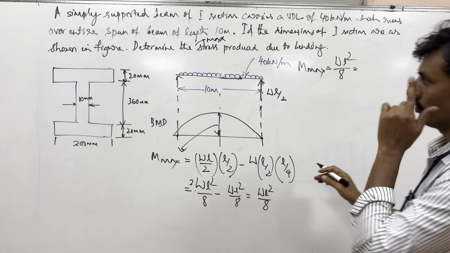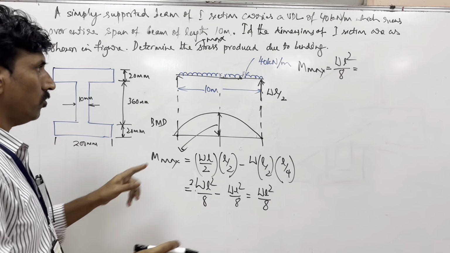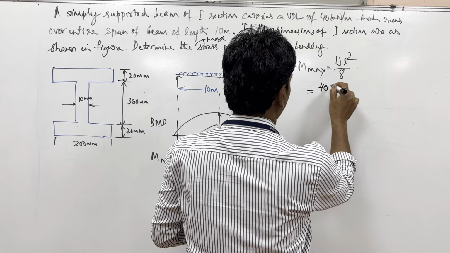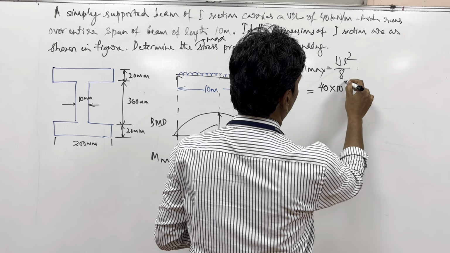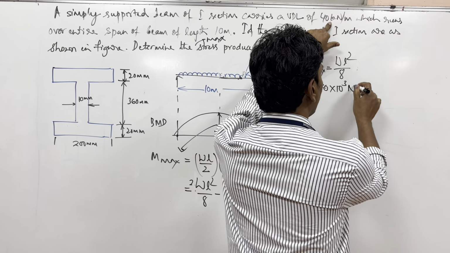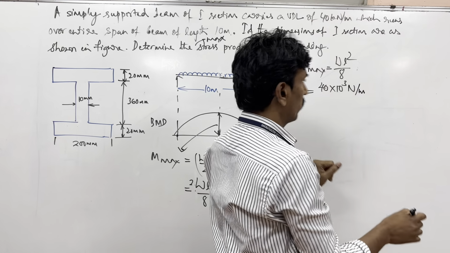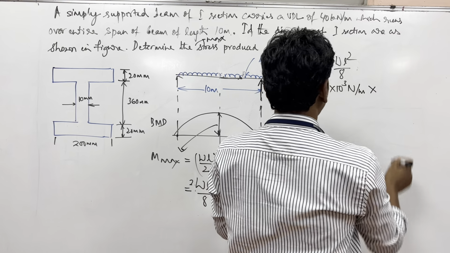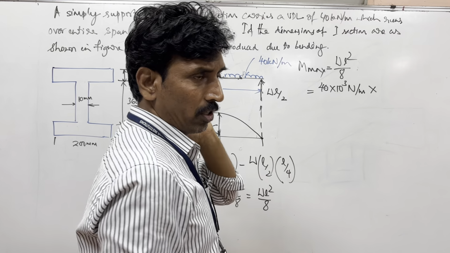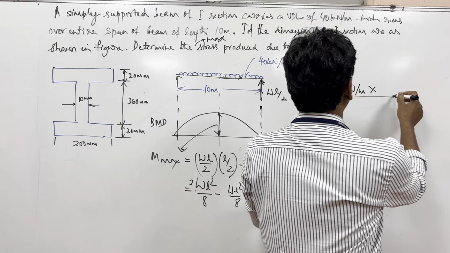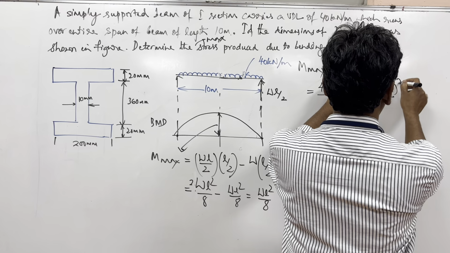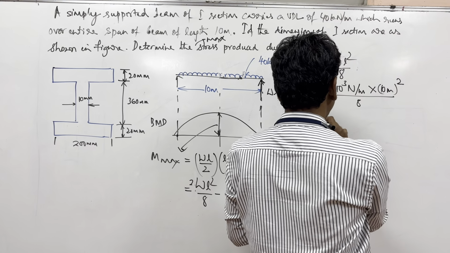So how much is W? It is given that it is 40 kilo. Please convert that into 10 to the power of 3 newtons per meter. And then guys, it should be consistent. Later you can do this. Here it is in mm, so you can convert this into millimeters or meters or whatever to have consistency. L is equal to how much? 10 meters. WL square by 8. So what is M max now?